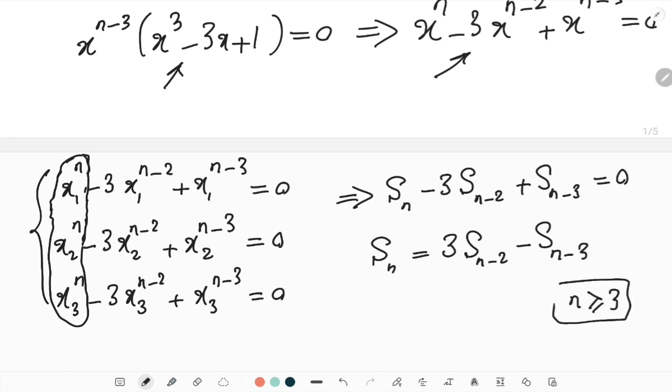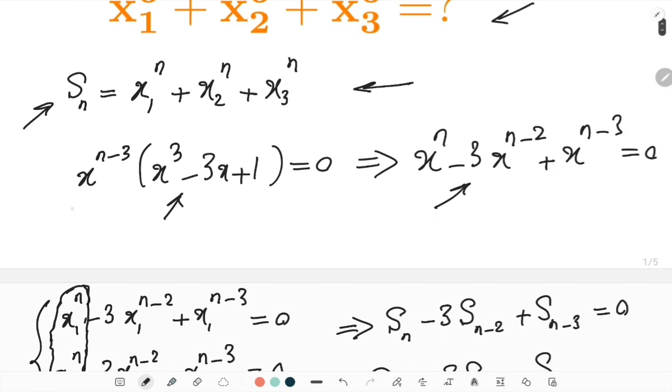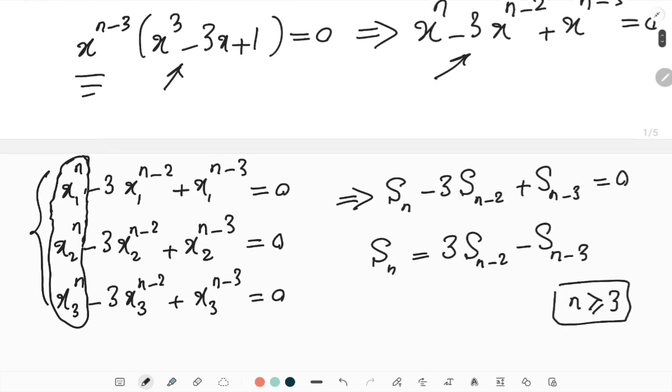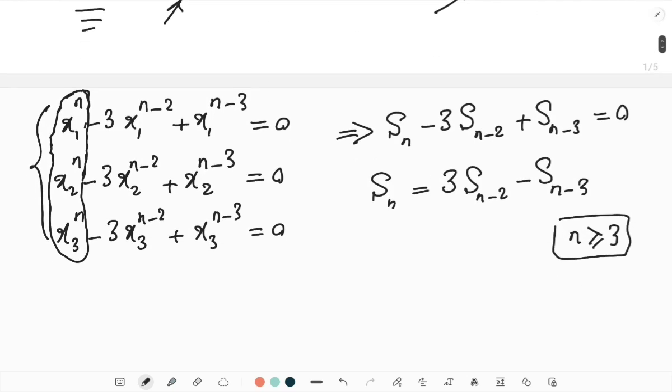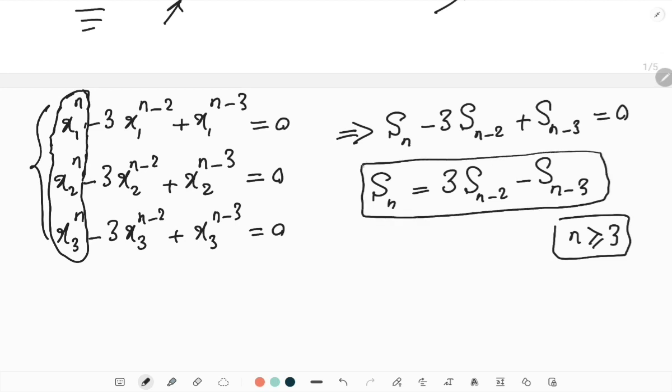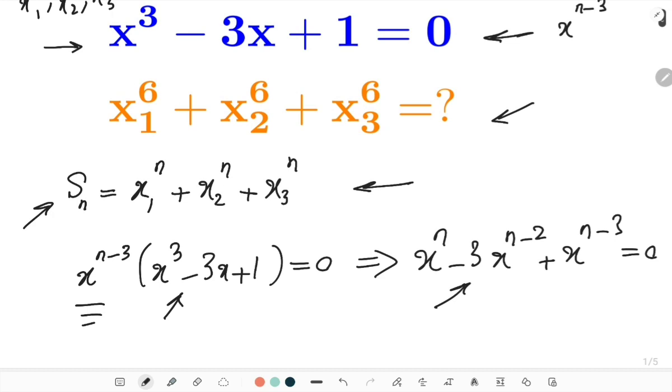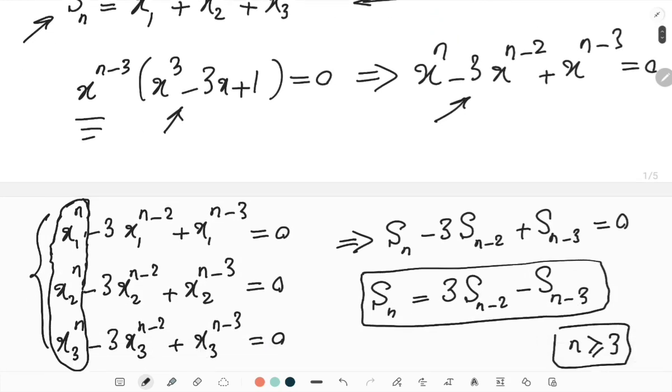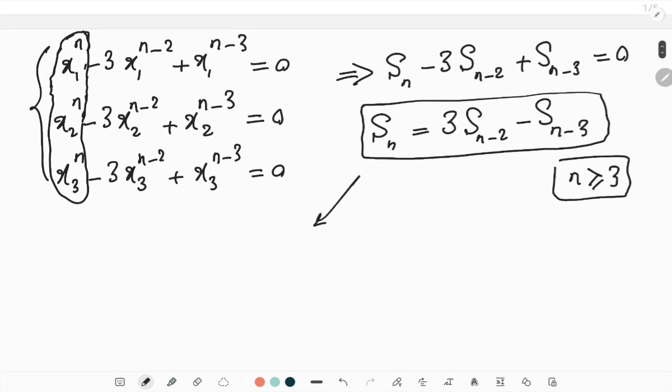Otherwise, when I multiplied it here by x to the power of n minus 3, it doesn't make sense. n minus 3 should be greater than or equal to 0. So I have this beautiful relationship here, and I'm going to use this to find this sum. Obviously, that sum is nothing but S6. Well, that's just the definition. So the relationship tells me that S6 must be equal to 3S4 minus S3. So I need to find S4 and S3 in order to find S6.